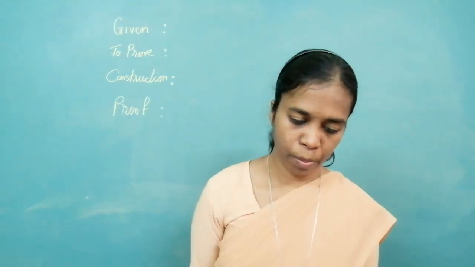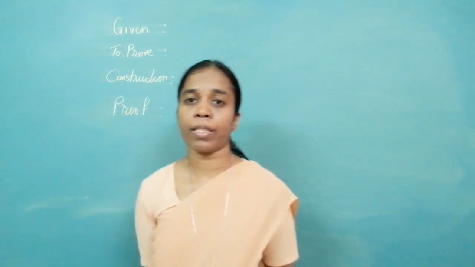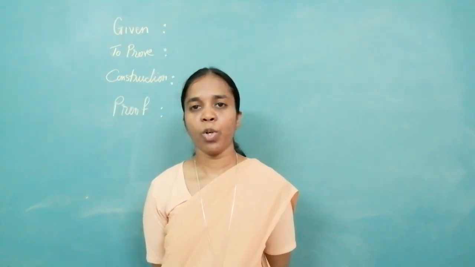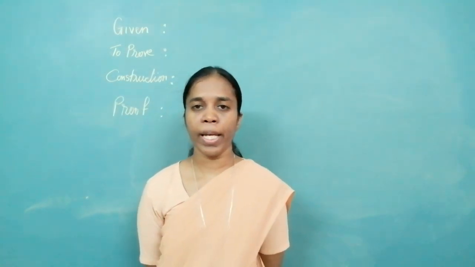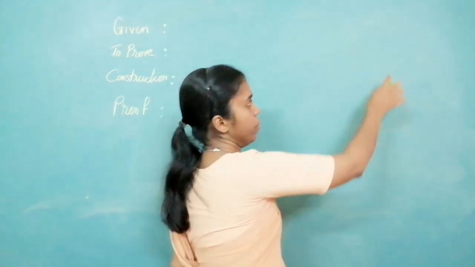Okay. We go for the next theorem. Page 18. This is a statement that we have been learning from the lower class, and now we are going to prove it. What is the statement? The sum of the measures for all the angles of a triangle is 180 degree.